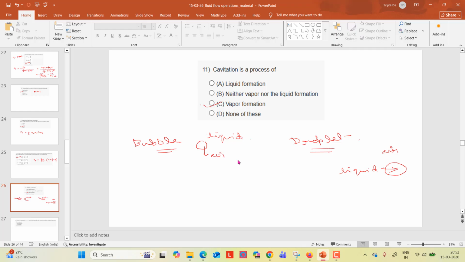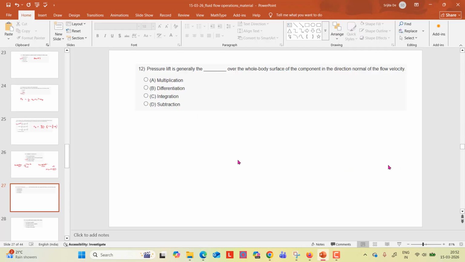Next, pressure lift is generally the integration, differentiation, multiplication, or subtraction over the whole body surface of the component in the direction normal to the flow velocity.